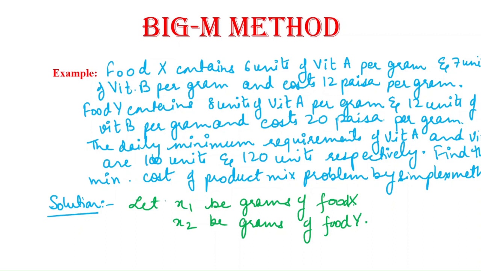Okay, now find the minimum cost of the product mix. This is the cost which is given to us per gram, so we'll be calculating it in paisa. So minimize Z is equal to 12 paisa per gram of food X, 20 paisa per gram of food Y, subject to the constraints.